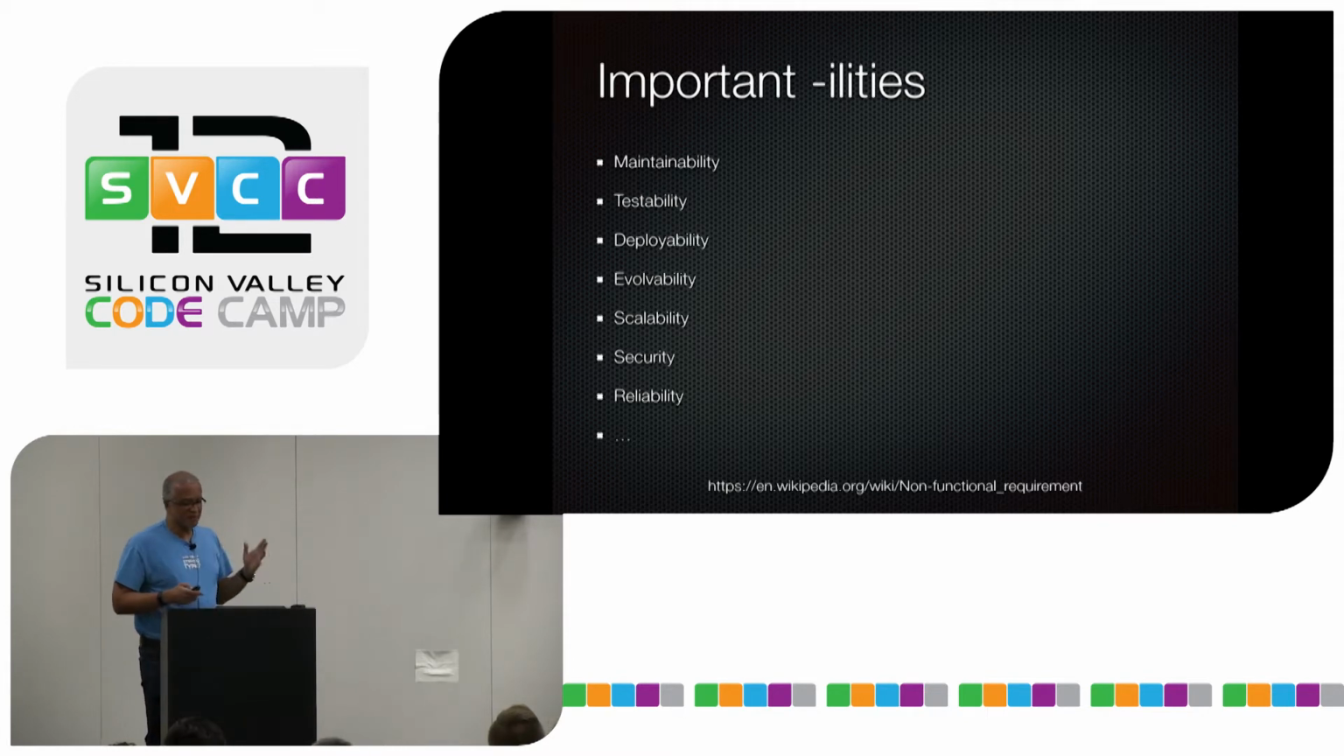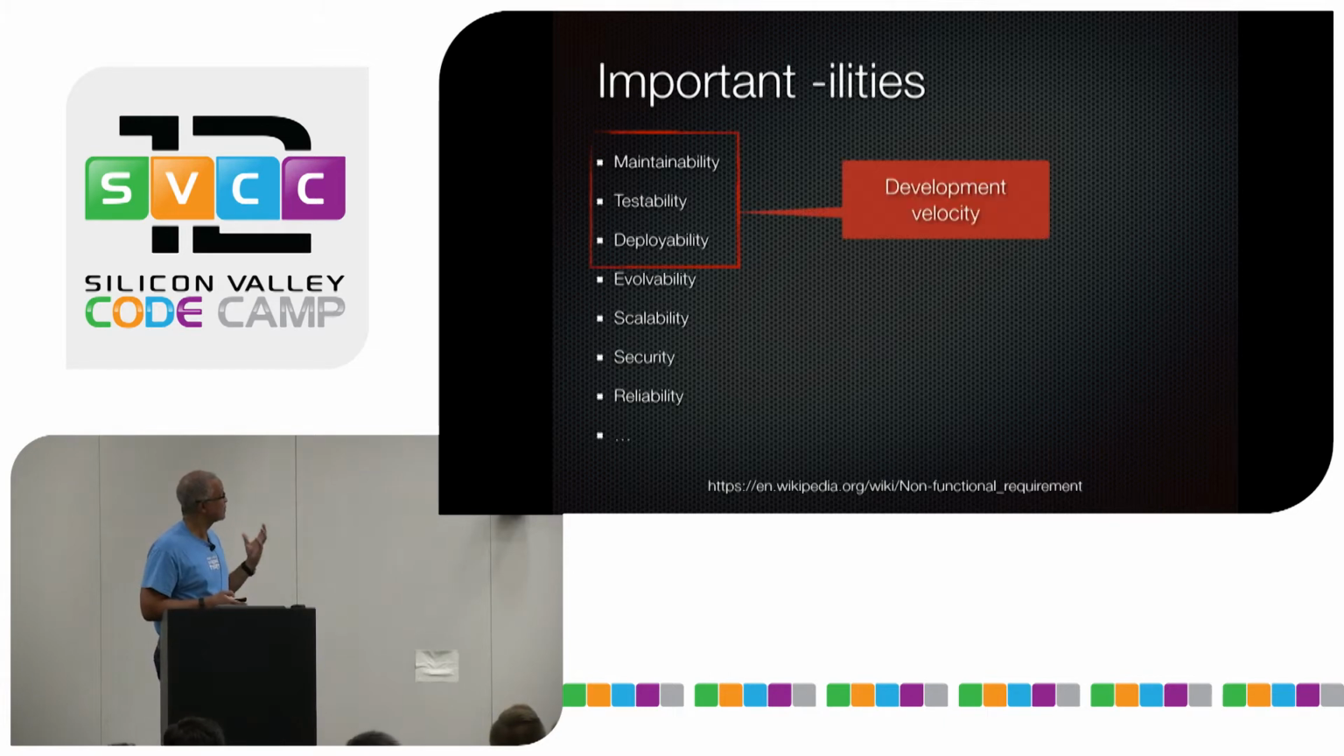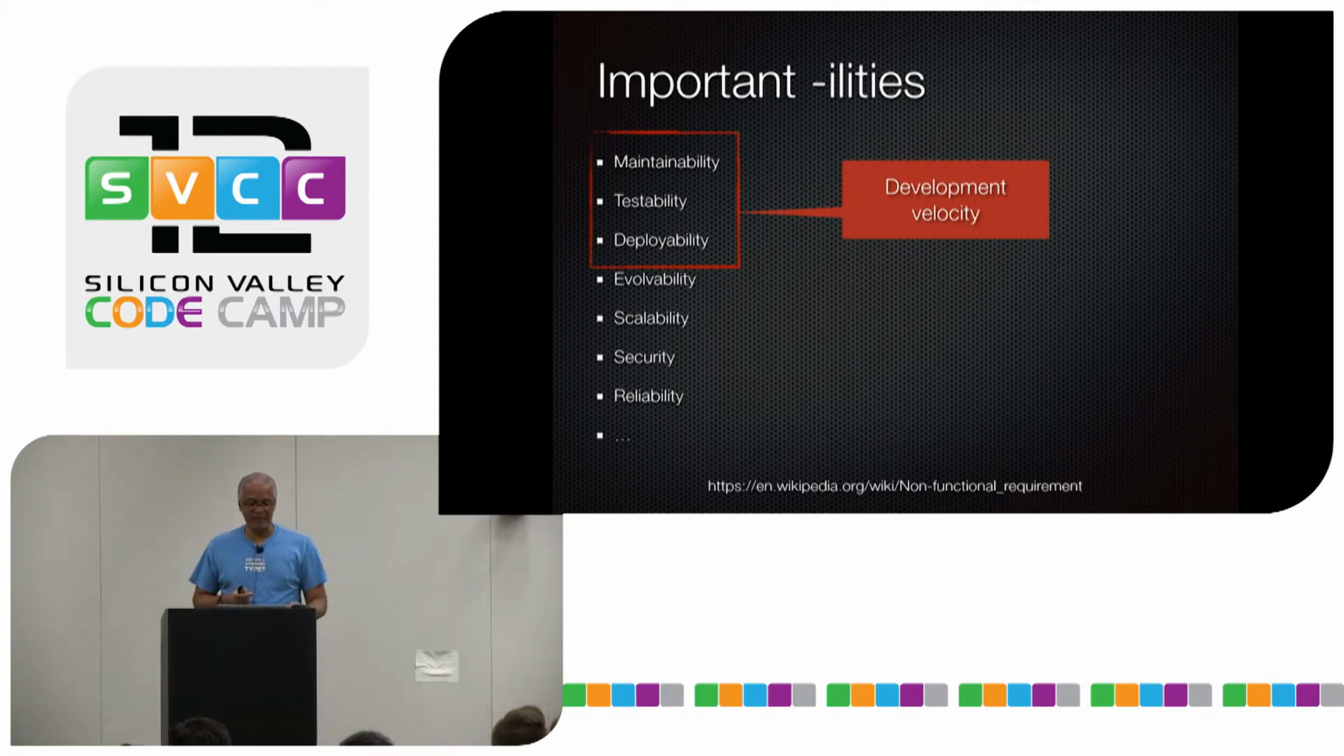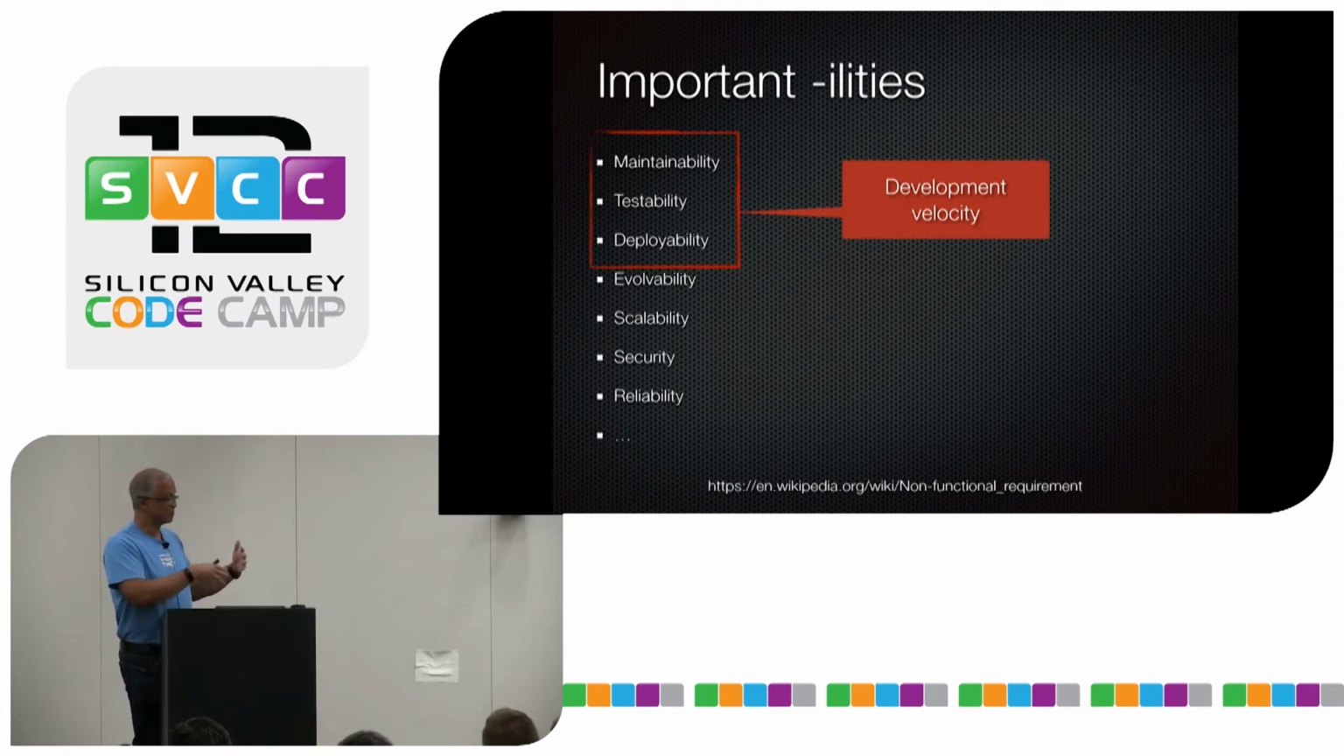But the ones I'm focused on in the context of the microservice architecture are really the first three, namely maintainability, testability, and deployability. And those are really interesting because it's those attributes of your software architecture that actually determine your development velocity. If those attributes are good, then you can develop and deliver your software quickly. If they're bad, development will be slow and painful.